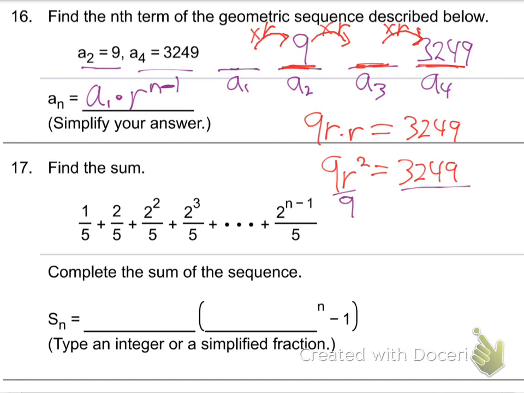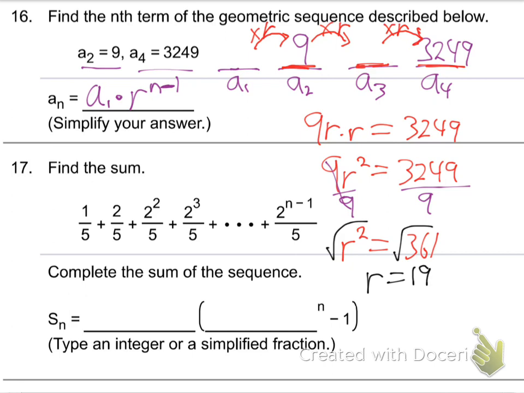Divide by 9. So we get R squared. Is that 361? Yeah. And then last step to get regular R? Root it. R is 19. Okay. So R is 19. We good? We got R is 19.